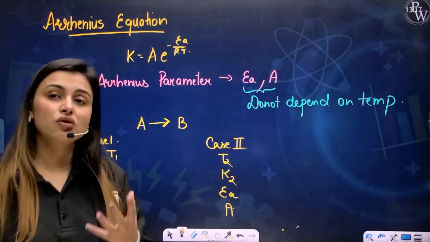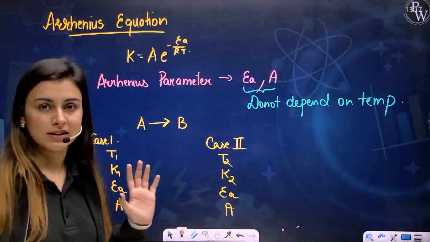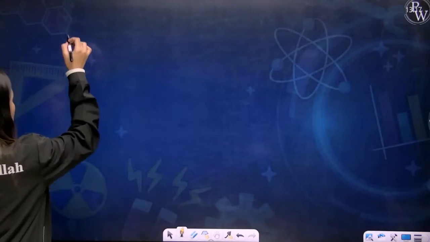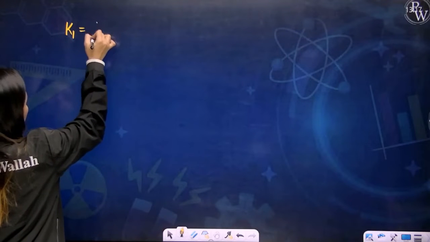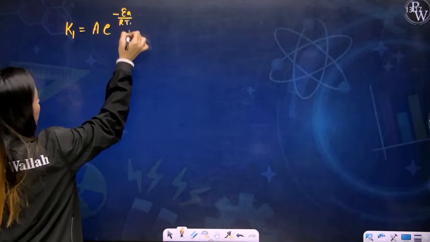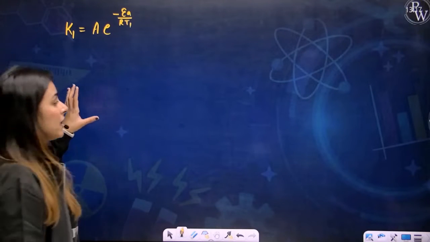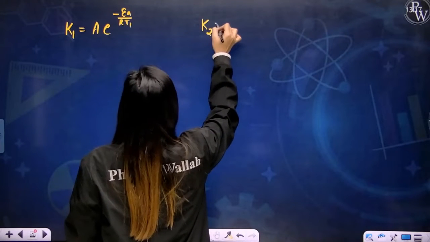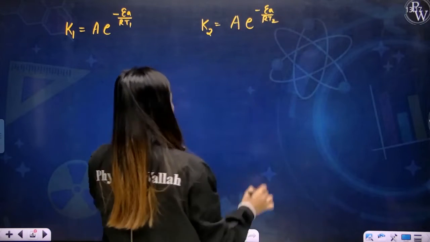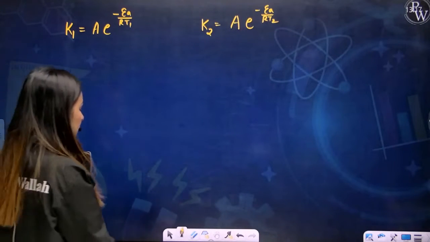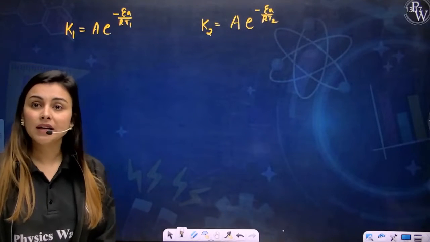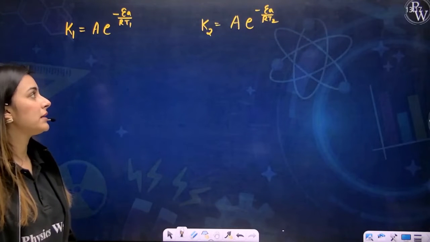Now let's write the Arrhenius equation in both the cases. k1 will be equal to A e raised to the power minus Ea by RT1. I hope you don't have any issue till now. Let's write for the other part. k2 will be equal to A e raised to the power minus Ea by RT2. Now, my dear students, your k1 is A e raised to the power minus Ea by RT1, and your k2 is A e raised to the power minus Ea by RT2.